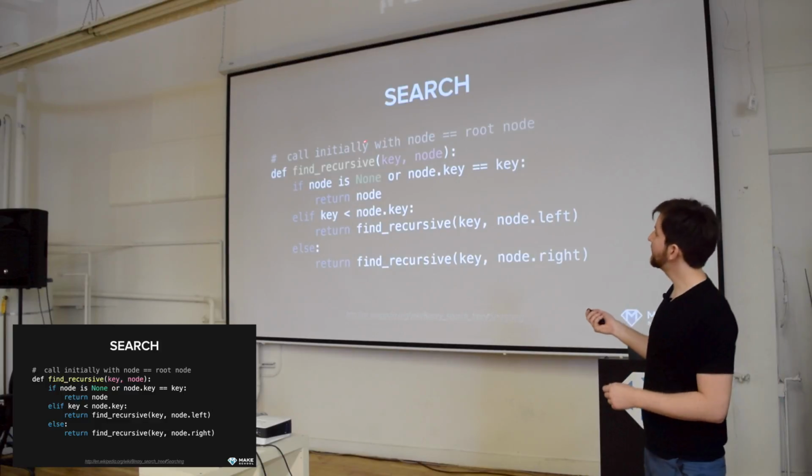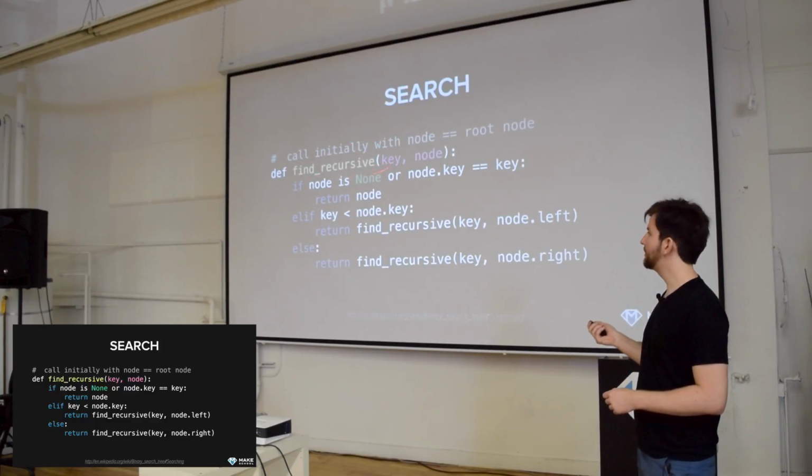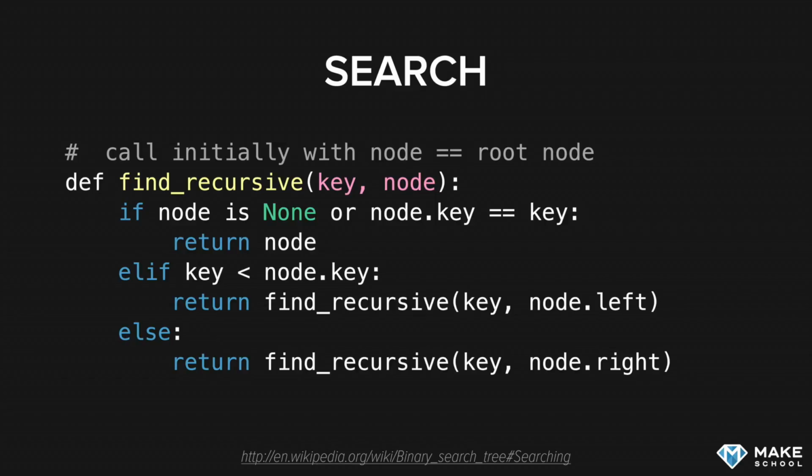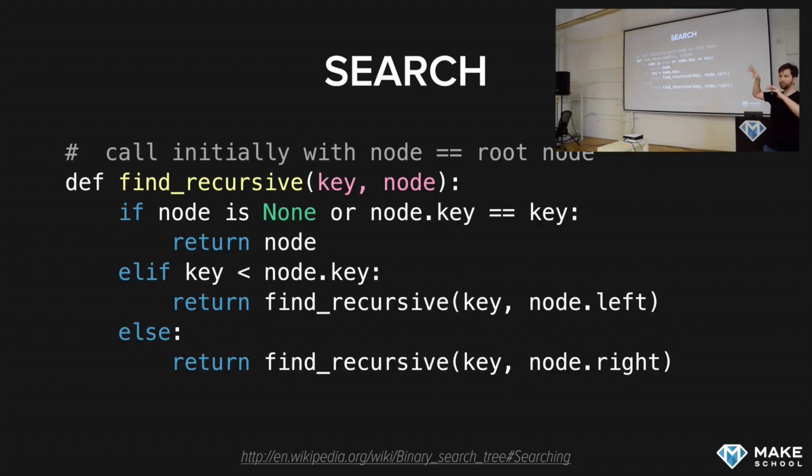So let's look at this recursive binary search. It's called findRecursive, and it has two input parameters. The first one is the key that we're looking for. So if we had one of those binary search trees with the numbers in it, and number 6 was one of the nodes, then the key that we're looking for would be 6. And node is sort of the placeholder for the node that we're currently looking at in the tree as we're searching.